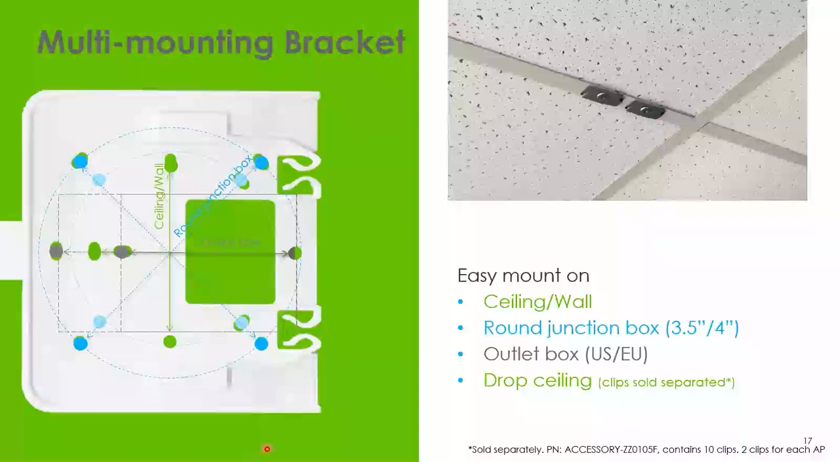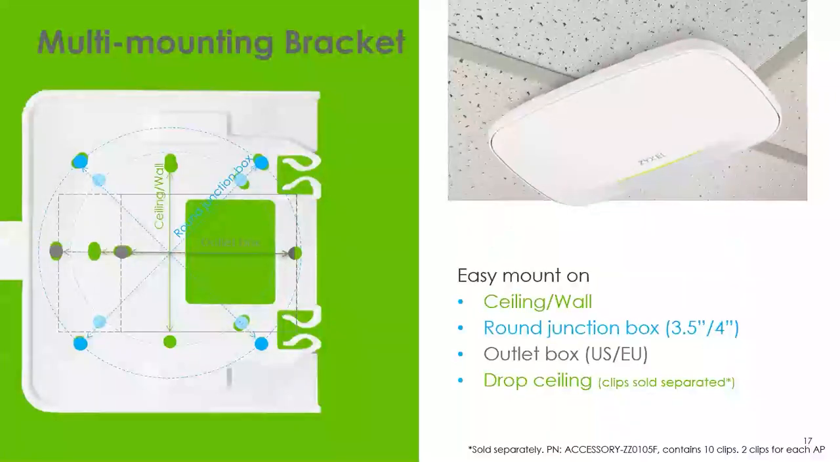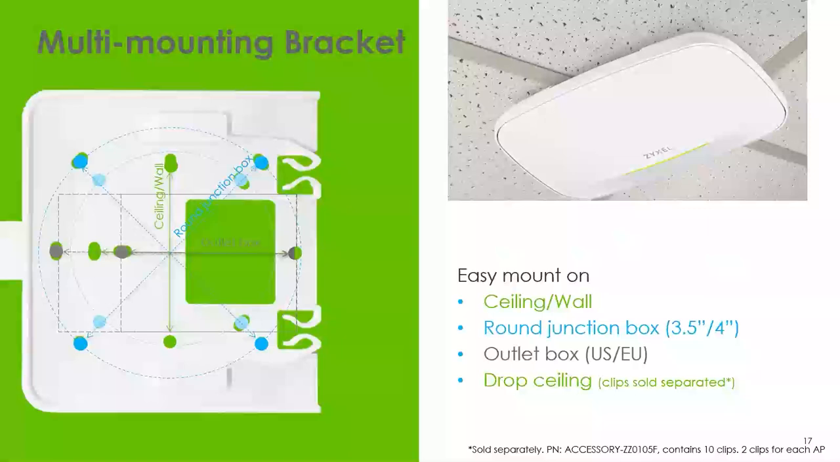It also works with our optional T-bar clips. So if you've got a deployment where you're using drop ceilings that are being held up by traditional T-bar, you can clip these onto the T-bar, and then the mounting bracket itself will snap into that. And then the access point itself snaps into place. In order to release the access point, you need to use a screwdriver or pen to reach in between the access point and the wall or ceiling and hit a catch release there.